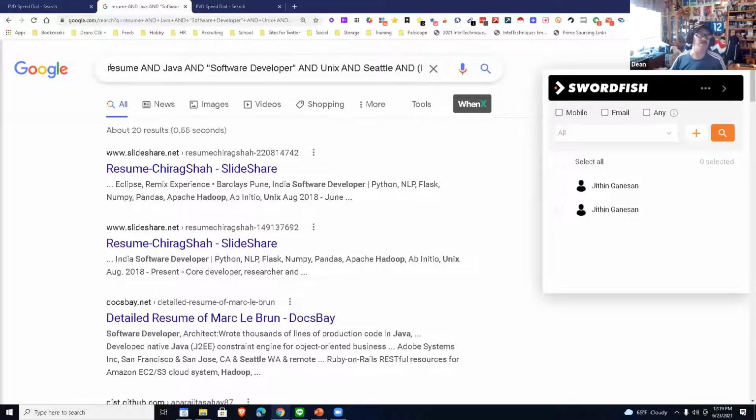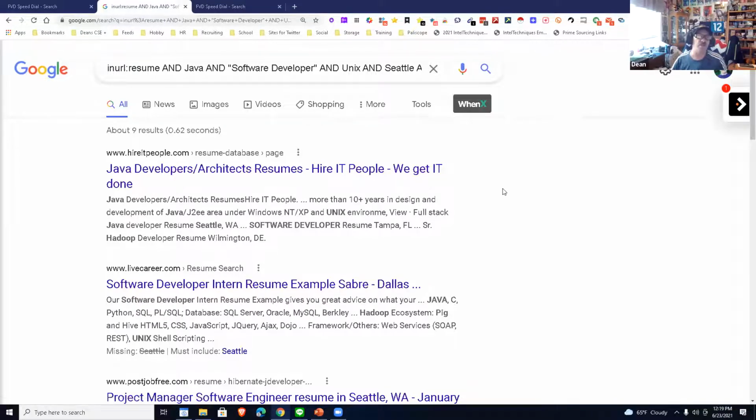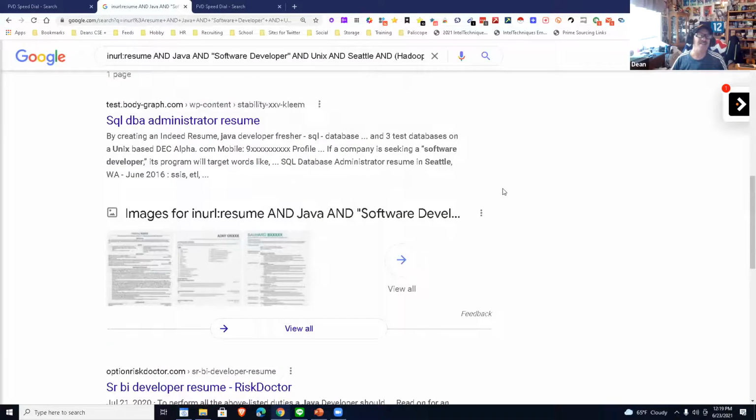In fact, you know what? Let's just do it now. Let's go ahead and clean this up a little bit, and then we will get into a better way to search for resumes. So I'm going to get rid of all of this junk at the end, and I'm going to go back to the front of it, and I'm going to now put, since I am in Google, inurl:resume. And there we go. There are your resumes of people who are actually in Seattle that are what you want.